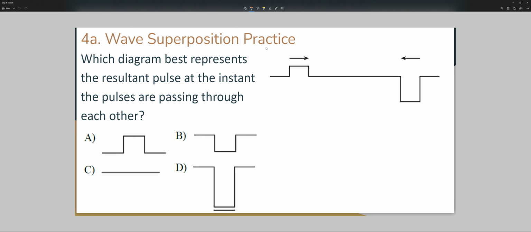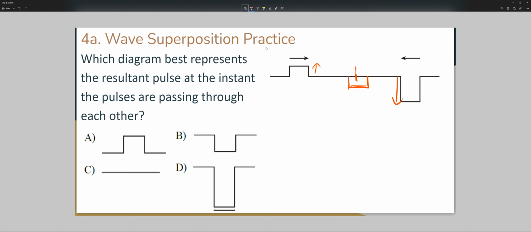So which diagram best represents the resultant pulse at the instant the pulses are passing through each other? Clearly this pulse is moving this way, this pulse is moving this way. Let's say one has a positive amplitude, this one a negative amplitude. When they meet in the middle, what happens? Clearly they're just going to add to each other.